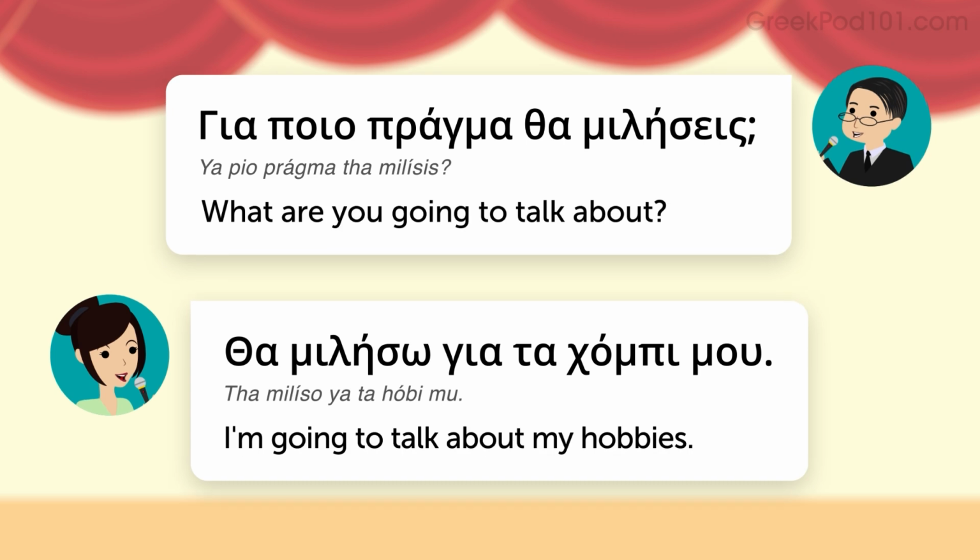Once more with the English translation. Για ποιο πράγμα θα μιλήσεις? What are you going to talk about? Θα μιλήσω για τα χόμπι μου. I'm going to talk about my hobbies.